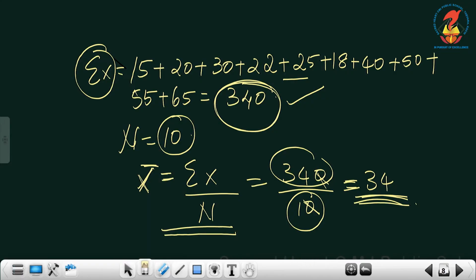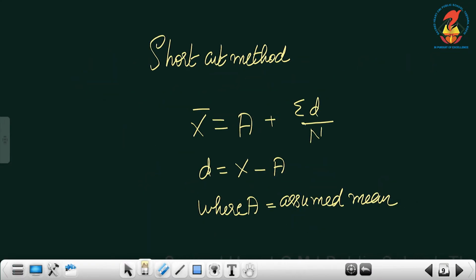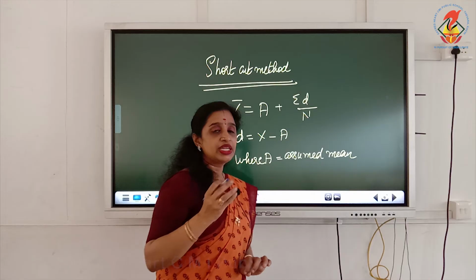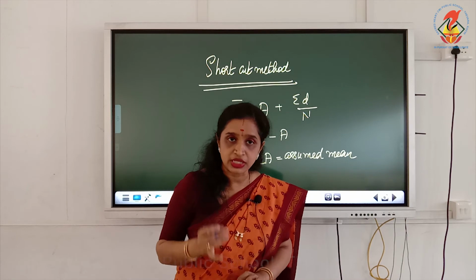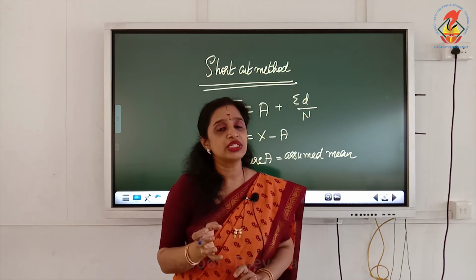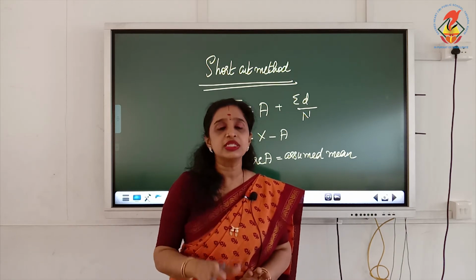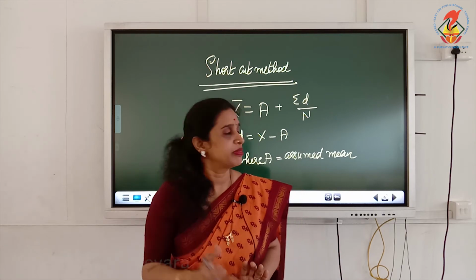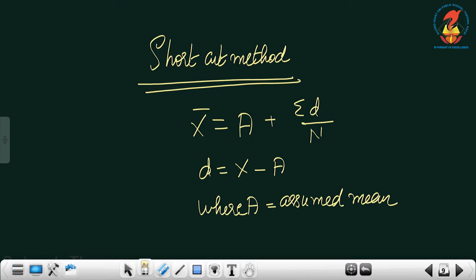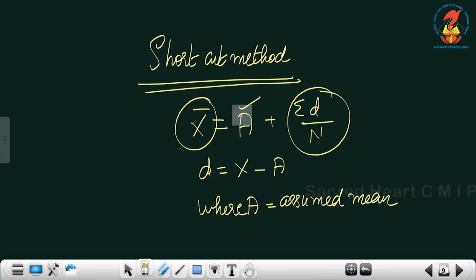Now the next method that we are going to do is shortcut method. So mainly there are three methods: direct method, shortcut method and step deviation method. For individual series you will be using only two methods: direct method and shortcut method. Next is shortcut method. What is shortcut method? As per the shortcut method, the formula is x bar, arithmetic mean, is equal to A, capital letter A, plus sigma d by n. What is this A?